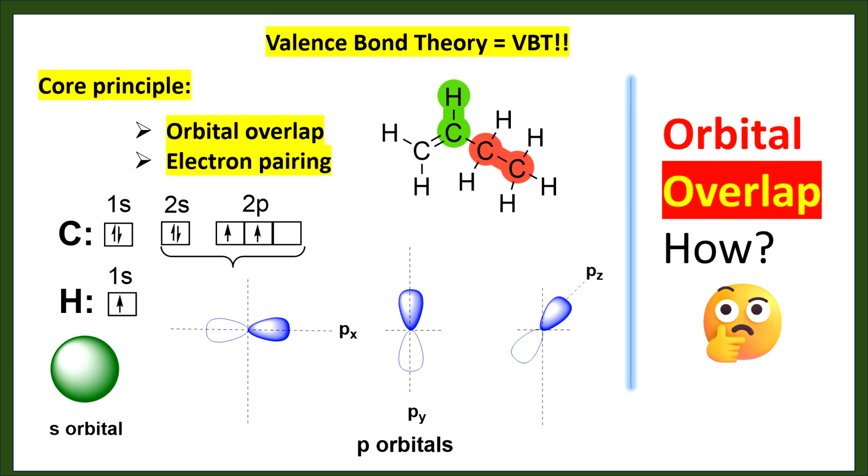The core principle of VBT is orbital overlap and electron pairing. We could see here the carbon ground state electronic configuration, where the s orbital and p orbital contain electrons. Here the hydrogen s orbital contains an electron. This is the s orbital and these are the p orbitals. Now how do these orbitals overlap?